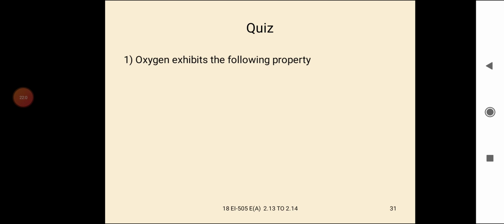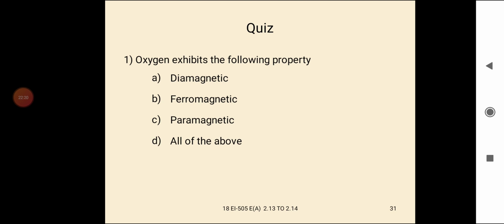Case 1. Oxygen exhibits the following property: diamagnetic, ferromagnetic, paramagnetic, all of the above. Here C is correct, that is paramagnetic. Oxygen has a paramagnetic property.